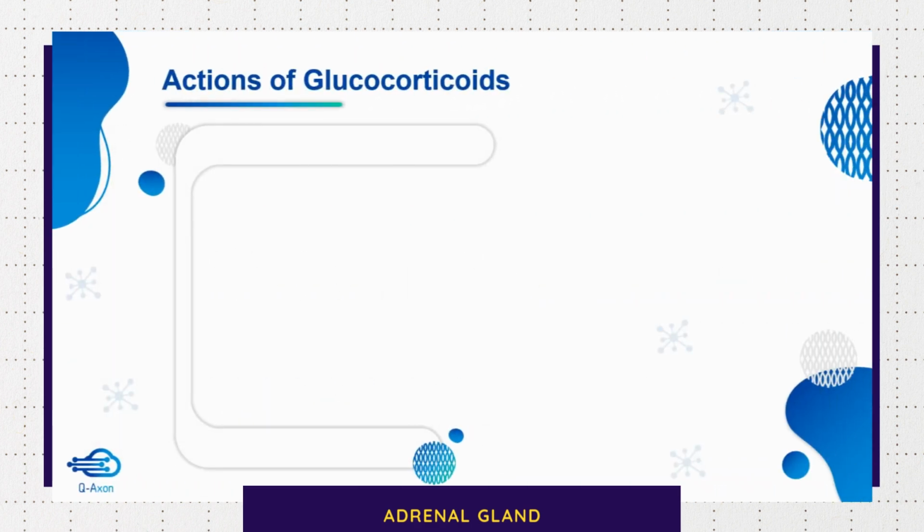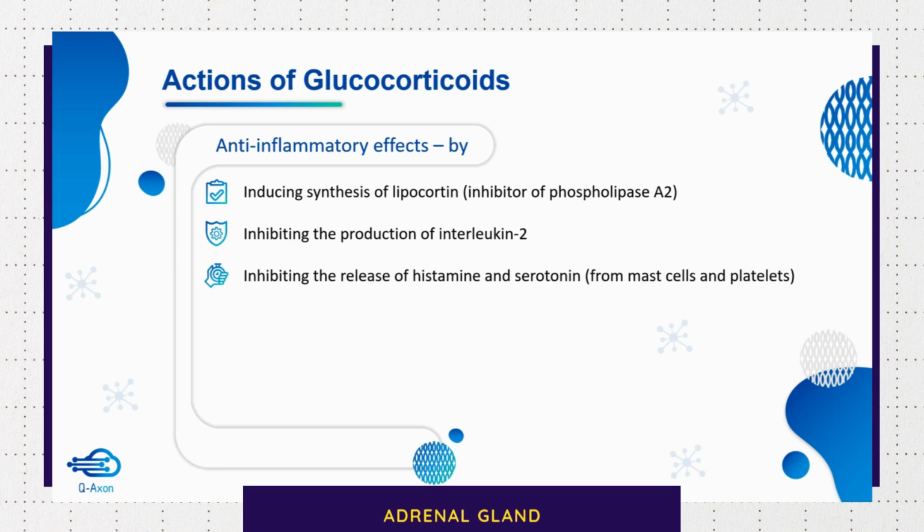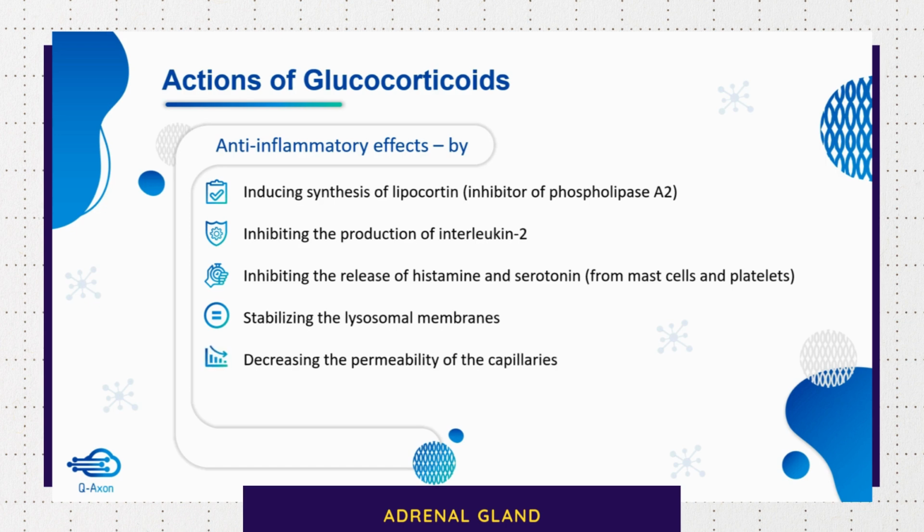The main action of glucocorticoid is an anti-inflammatory action. It plays its role by inducing synthesis of lipocortin, which is an inhibitor of phospholipase A2. It also causes inhibition of inflammatory mediators like interleukin 2, and it inhibits the release of histamine and serotonin. Not only that, it stabilizes the lysosomal membranes and decreases the permeability of the capillaries. It also decreases the migration of WBC. Hence, glucocorticoid plays an important role in immunosuppression.